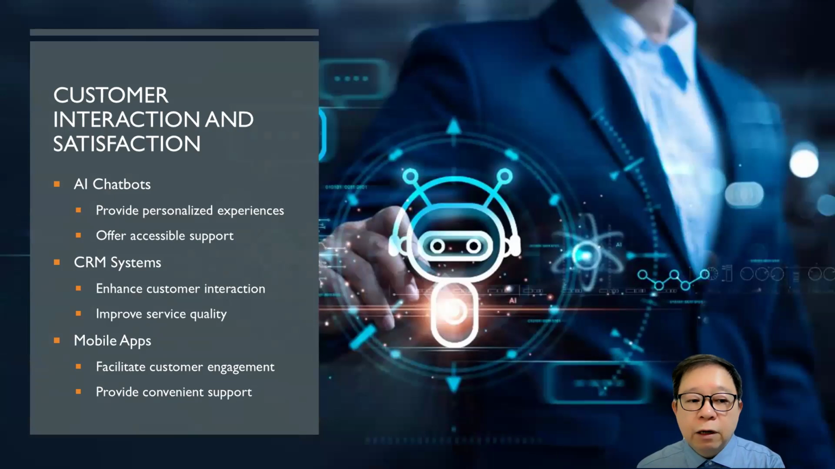So yes, we have a lot of technology today, right? With AI, IT systems, and cloud systems, we can improve customer interaction and satisfaction. For example, an AI chatbot provides a personalized experience. It can offer accessible support. The customer relationship system, CRM, will enhance customer interaction and improve service quality. Many mobile apps are now applied in business. They facilitate customer engagement, because everyone has a handphone now, right? Smartphone. So it's very easy to interact with the customer through their handphone, mobile app. And you provide very convenient support.